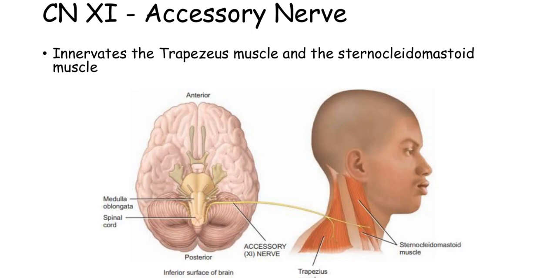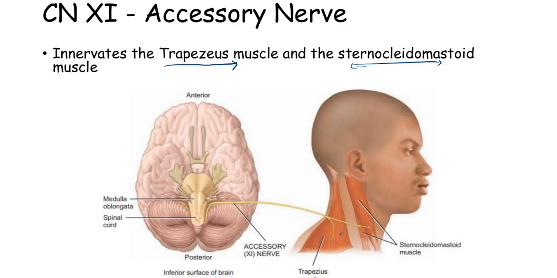So the accessory nerve, cranial nerve number 11, innervates the trapezius muscle and the sternocleidomastoid muscle, but the main muscle here is the trapezius muscle. But mention both just for safety. That's the accessory nerve. Usually, it used to be called the accessory spinal nerve. All right.